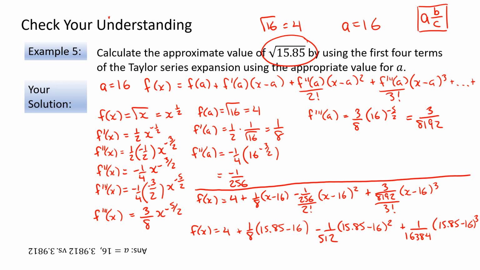So if you do that, you get that f at x, in this case, is equal to 3.9812. If you put that in your calculator, the square root of 15.85, you get the same number, okay? 3.9812. You might get something slightly different for the later decimal places, all right? But you get an answer that's accurate to 4 decimal places, all right? So you can kind of see how using these expansions can derive very accurate solutions.